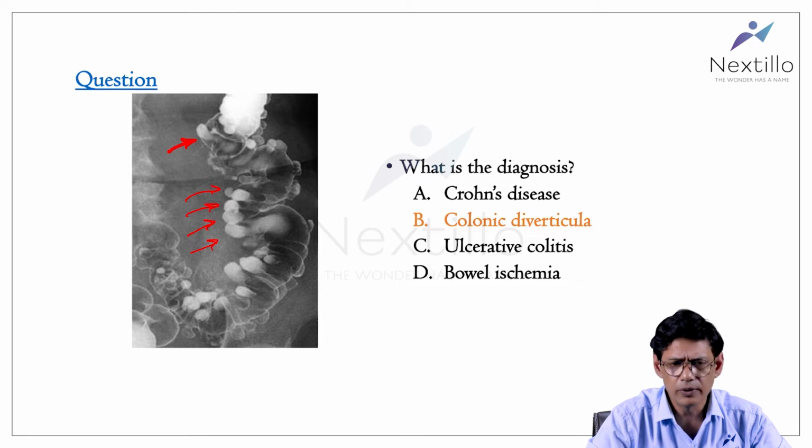The colonic diverticula are seen in those patients who have chronic constipation. When they apply pressure to defecate, the intraluminal pressure of the colon increases and the mucosa and the submucosa herniate out through the defects in the wall of the colon. So colonic diverticula are false diverticula. They are not true diverticula. They are actually herniations of mucosa and submucosa through the wall of the colon.